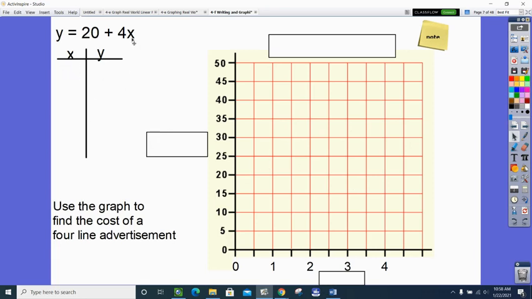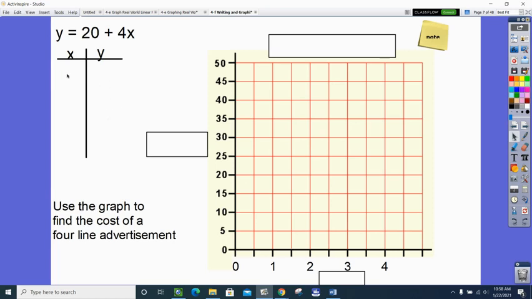Now, for this case, if I'm going to put a classified ad in, I'm only going to put a few lines of text. So I'm not going to be putting 100 lines of text. So you will see me go 0, 1, 2, 3, 4 in this particular case because that makes sense. So I'm going to pick those X's, do the math, and then graph it.